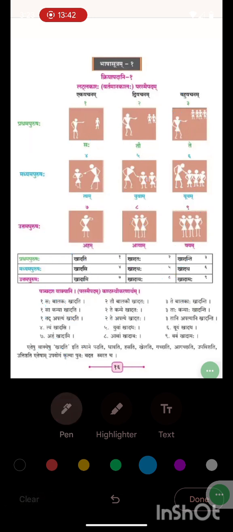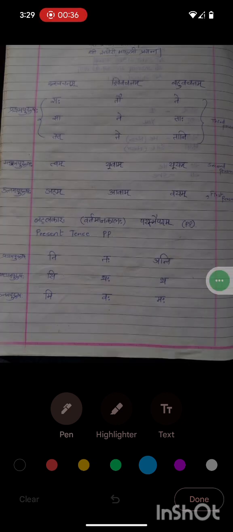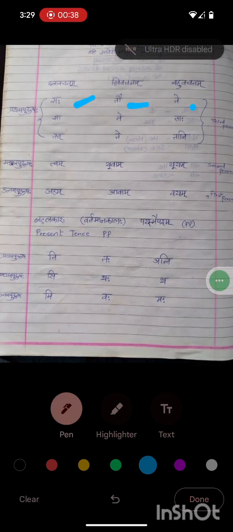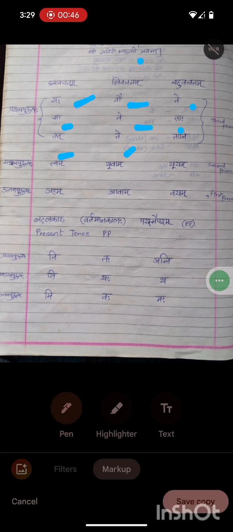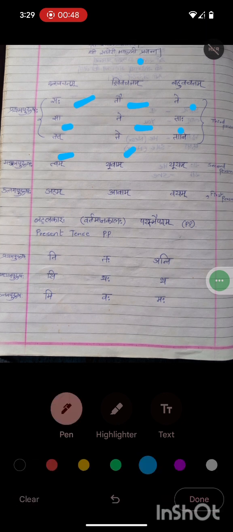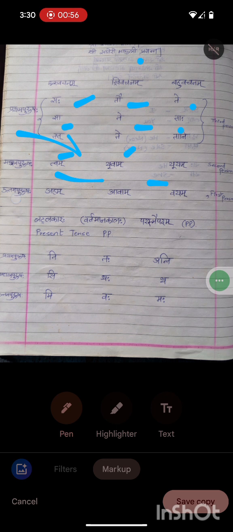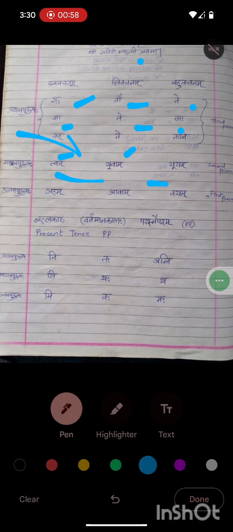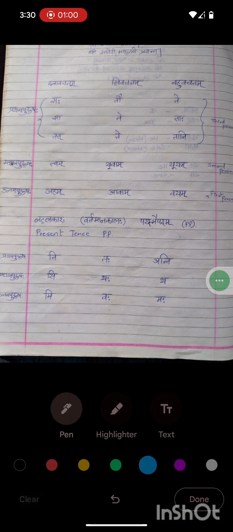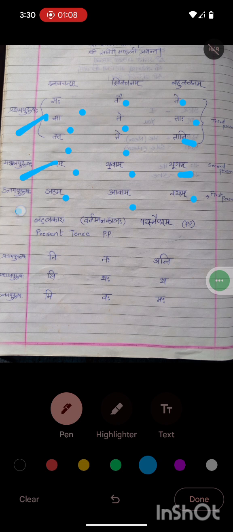Okay, so you remember this table. I'll write it for you. See, saha, tau, te, sa, te, taha, tat, te, tani. So how will you recite the table? You'll recite it as sa, tau, te, sa, te, taha, tat, te, tani, pratham purush; tvam, yuvam, yuyam, madhyam purush; aham, avam, vayam, uttam purush. So you keep on saying this, wherever you go, whatever you do.